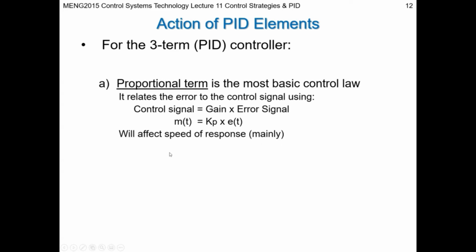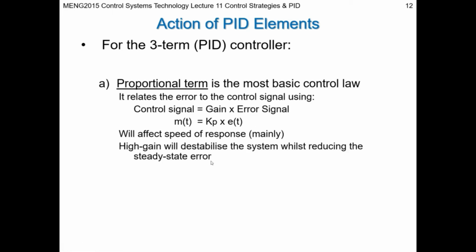And this will mainly affect the speed of response, but if you increase your gain, and depending on the exact transfer function of your system, it could also degrade relative stability. So there are some checks and balances on this. You can get a faster response, but it might be more oscillatory or less relatively stable. So high gain will destabilize the system whilst reducing the steady state error.